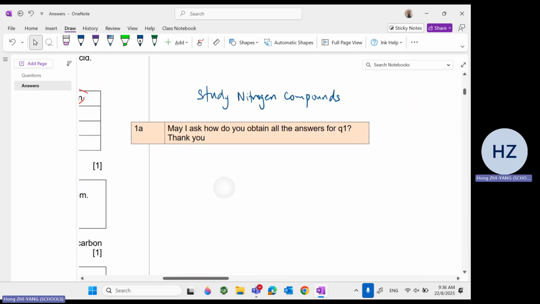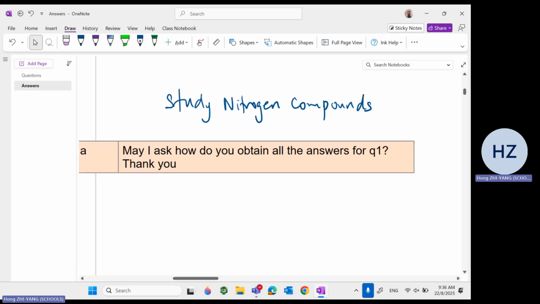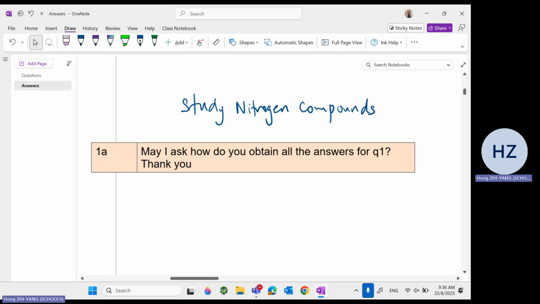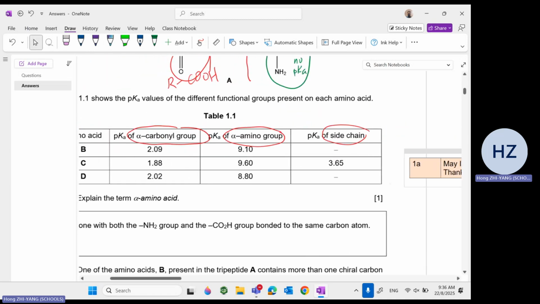May I ask how you obtained all the answers? This whole question is nitrogen compound, so please study again. This whole question is all amino acids, amine. So nitrogen compound is your weak point, I guess. Okay, but of course, I will not just brush it off. Let me show you what are the key concepts that are tested here.